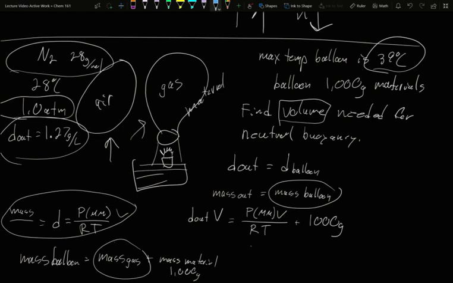So we wrote it in two different ways. One side we wrote out the full ideal gas law to calculate the mass of the gases in the balloon. And on one side I just left it as density times volume.